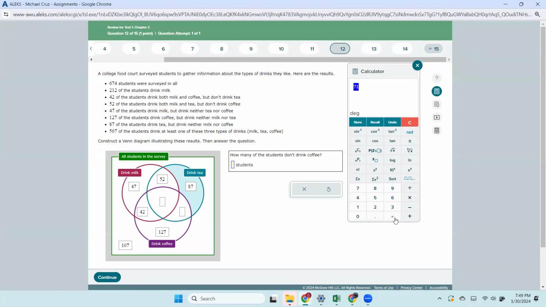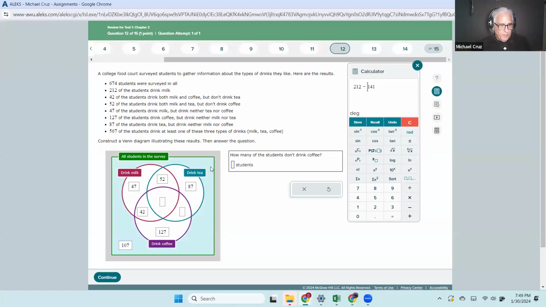What do you got? 71? You subtracted, right? Yeah. See that? All right. I'll take my time and read this. 212 minus the 141 that's already in there. That's 141, that one, and that one. All right. So that means 71 goes there.